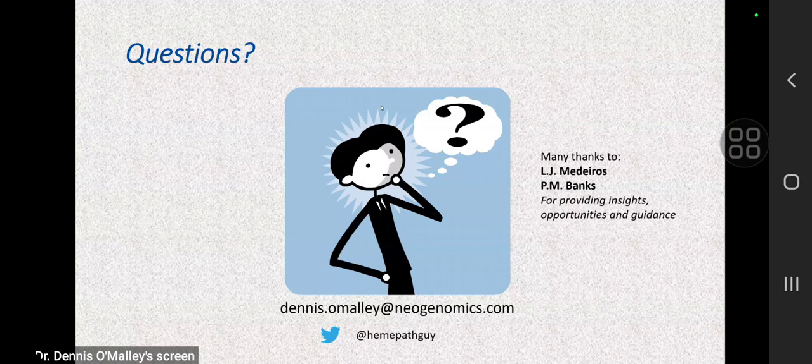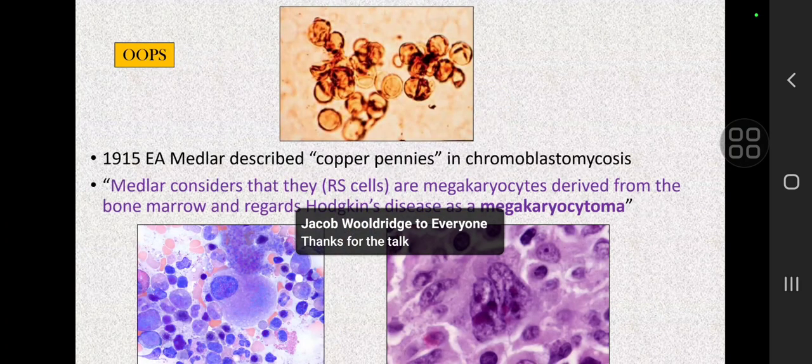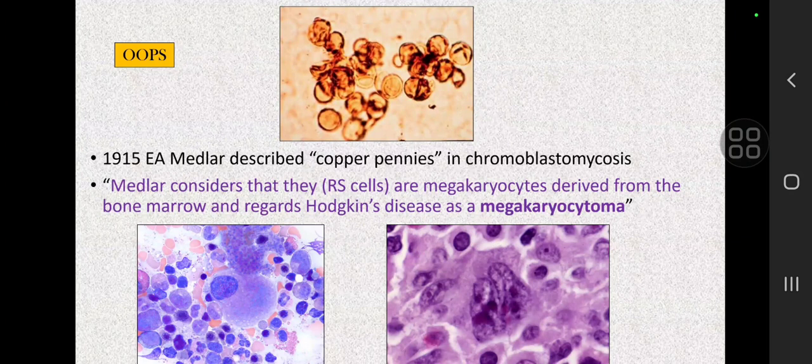Yeah, poor medlar. Sorry, I'm sorry to be making fun of a scientist who I'm sure was doing this earnestly, but what are you going to do, right? Yay, megakaryocytoma. So I could have been talking on megakaryocytoma today. That could have been the talk.